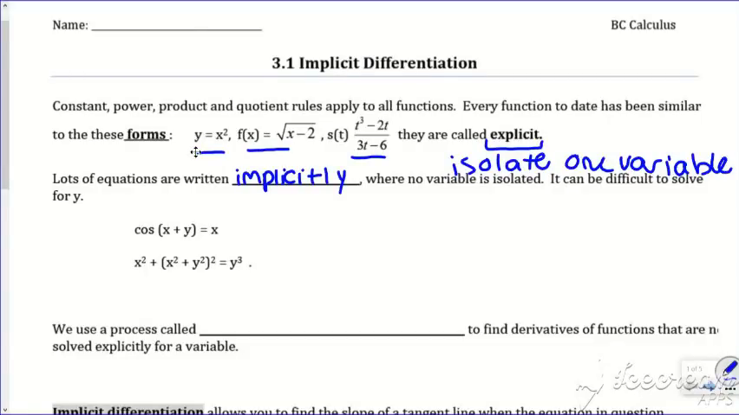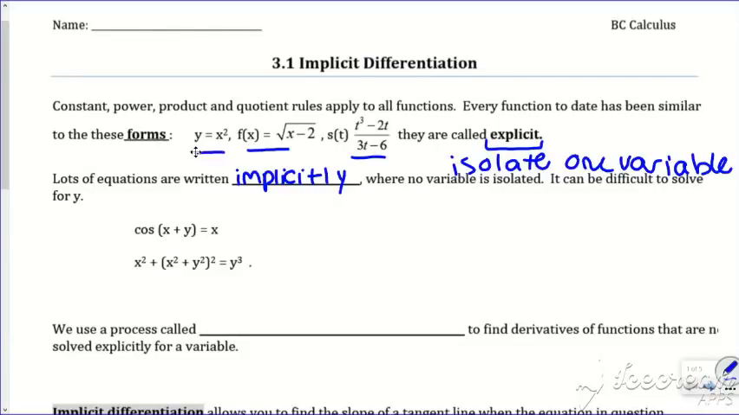And it can be difficult to solve for one of those variables. Here are two of them right here. So you can see that we couldn't isolate y because there's no way we could take it out. I guess we could take inverse cosine. It would be a mess to take the derivative of that. Here, even more so a mess.